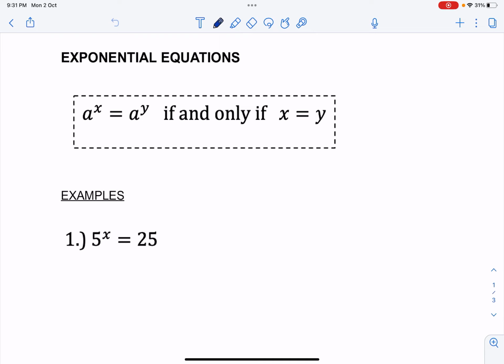Hello students, in this video we are going to talk about exponential equations, so equations that contain exponents. The principle is actually very simple.